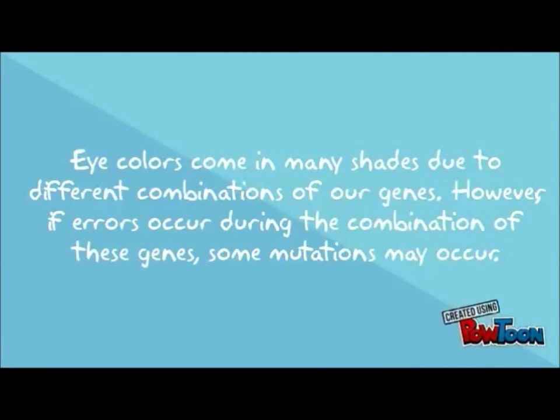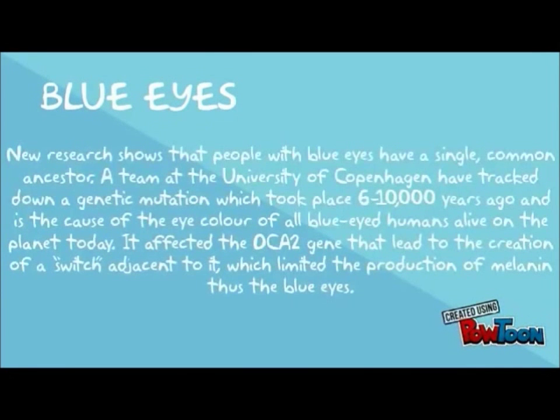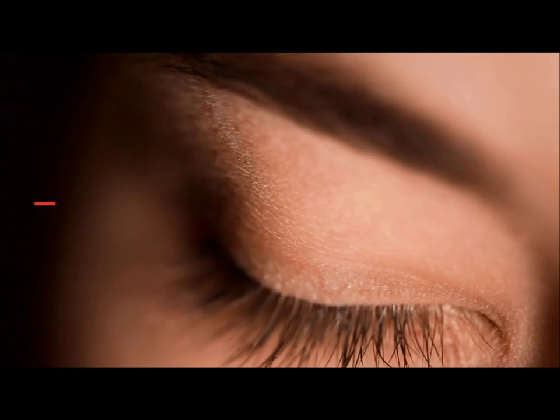Eye colors come in many shades due to different combinations of our genes. However, if errors occur during the combination of these genes, some mutations may occur. Blue eyes. New research shows that people with blue eyes have a single common ancestor. A team at the University of Copenhagen has tracked down a genetic mutation which took place 6,000 to 10,000 years ago and is the cause of the eye color of all blue-eyed humans alive on the planet today. It affected the OCA2 gene, which led to the creation of a switch adjacent to it, which limited the production of melanin.